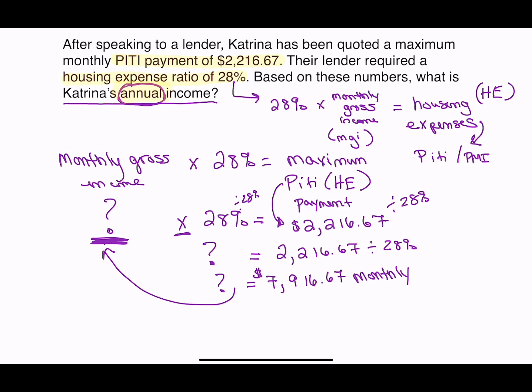Monthly, somebody would need to make $7,916. So to find annual, I'm just going to multiply by 12. And what that's going to give me is $95,000. Katrina has to be bringing in $95,000 annually. That's a year, which means she would be bringing in almost $8,000 a month. So it's $7,916 a month, and 28% of that would be her maximum housing expense payment. Does that make sense? I'm really hoping so. And then let's move to our next problem.